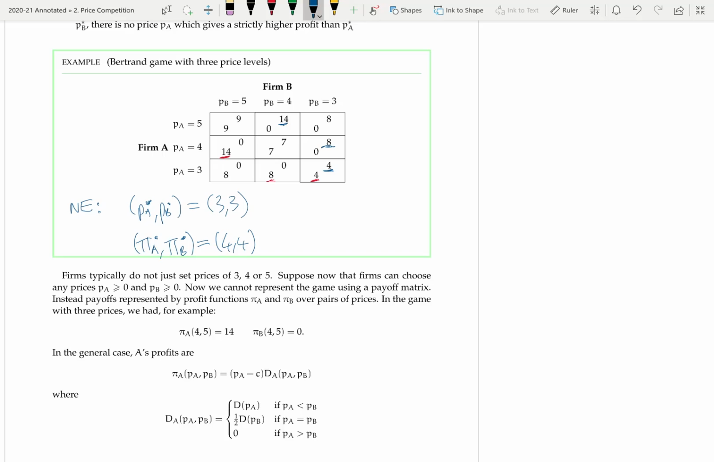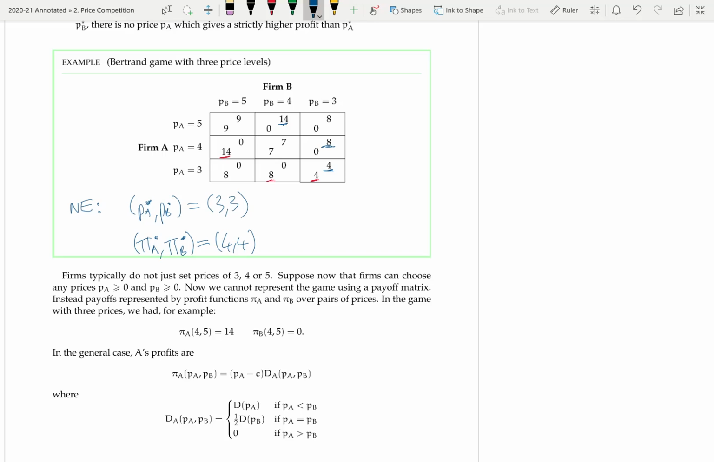Whereas if you look at any other combination of prices, there is a strictly profitable unilateral deviation. If you look at where they're both pricing at 4, if firm A lowers its price from 4 to 3, it's going to increase its profit from 7 to 8. So this cannot be a Nash equilibrium. Another way to find Nash equilibrium is to check all possible combinations of prices and find the ones where there's no incentive for either firm to deviate unilaterally.